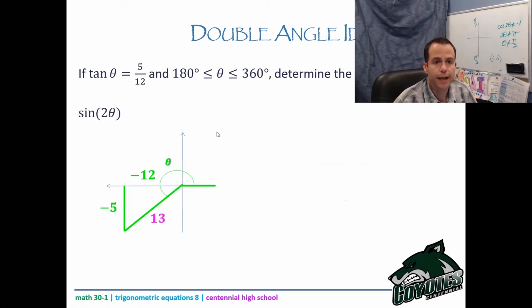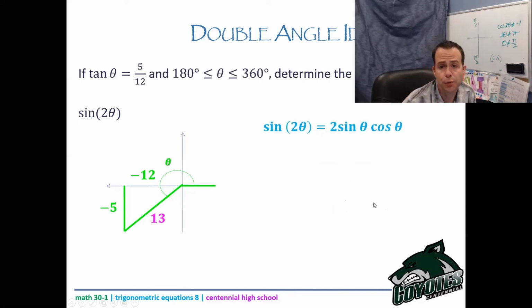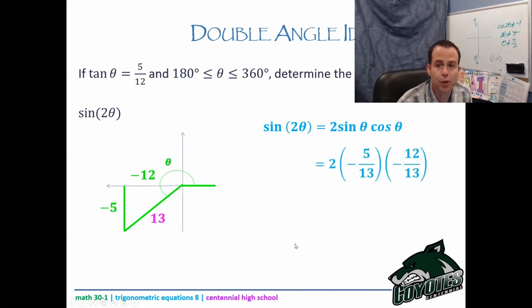Then we asked you for the sine of 2 theta. Now there's only one option for the sine of 2 theta. Sine of 2 theta is 2 sine of theta cos of theta. And now looking again at this diagram, we know that the sine of theta is negative 5 over 13 and the cos of theta is negative 12 over 13. So now I just multiply all that together and I end up with 120 over 169.